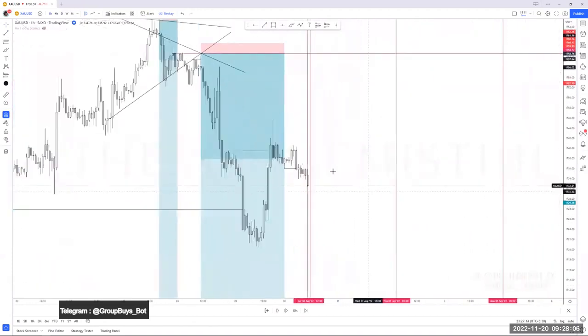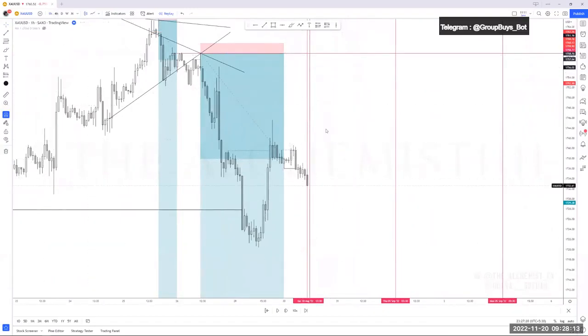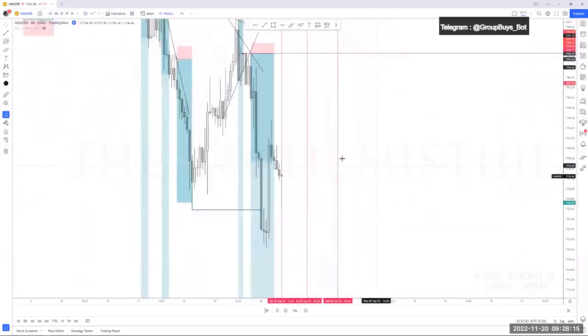Now what can we do when a strong high is created? We can go into the higher time frames to check our point of interest, right? Let's go to the 4 hour time frame. What is this?